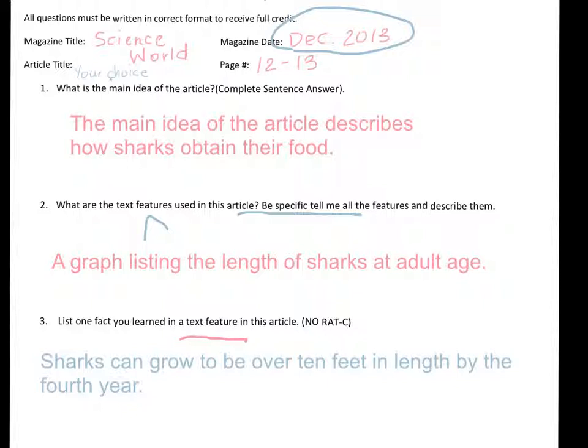I went ahead and completed the first page of the science article review. I inserted just a text feature that I imagined in my mind, a graph listing the length of sharks at adult age. That's what I filled in for number 2. And then for number 3, a fact that maybe I learned from that graph of the recording of the lengths of sharks at adult age. I just listed the fact sharks can grow to be over 10 feet in length by the 4th year. Again, just something that I made up, but is a very likely fact that you could learn from a text feature in a science article.